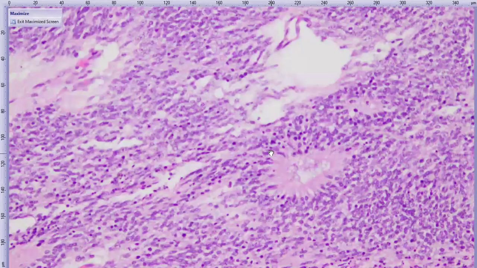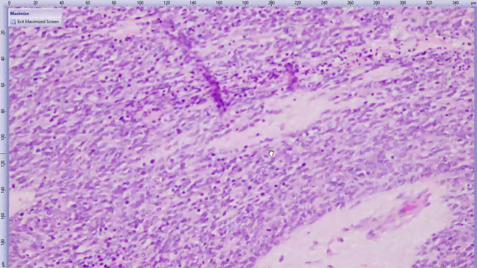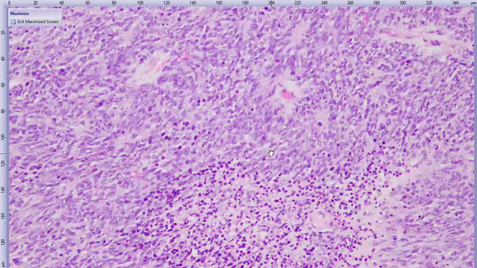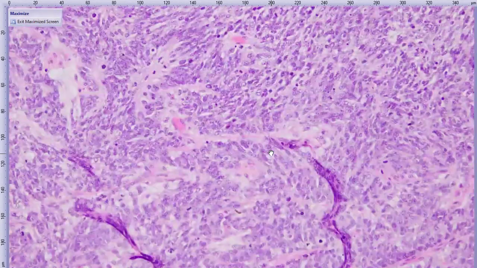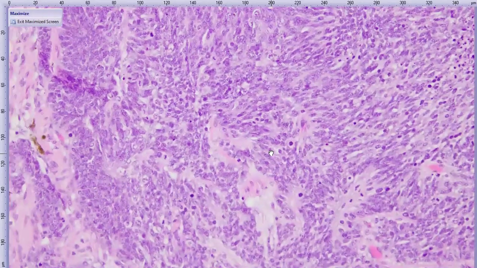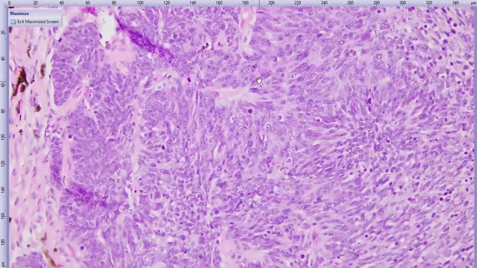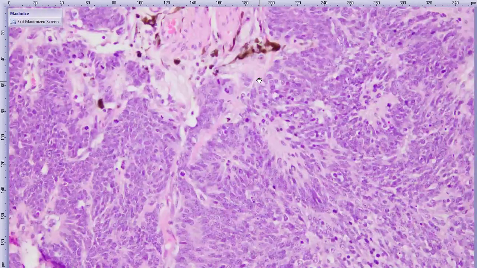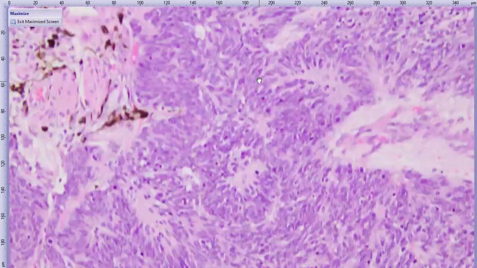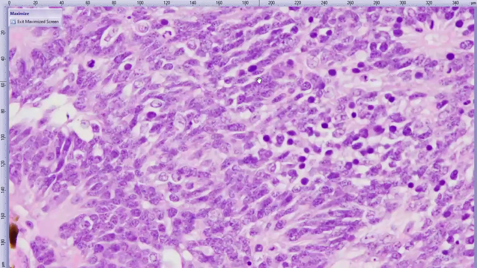Quite a few of them. And then in some areas they do also, let's see if I can find a good example, kind of palisade around vessels. I'm not finding a great example. There's a little vessel here, and they kind of line up around the vessel. So we do have some pseudo rosettes in here as well, where they look like a rosette, but it's around a little capillary, so it's not a true rosette. There's a lot of gatekeeping in the rosette community.